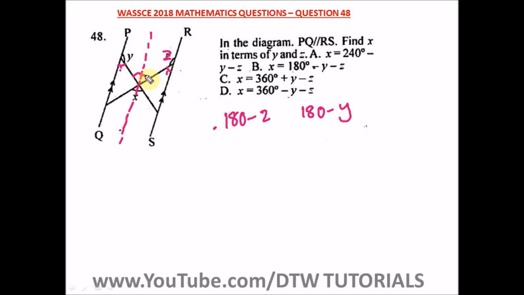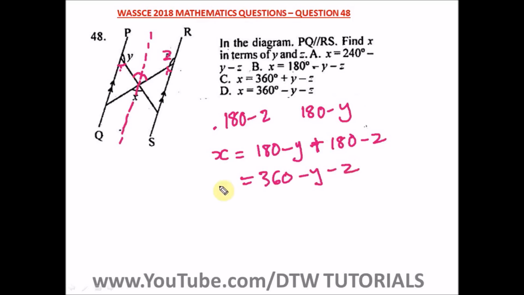And this angle is equal to this angle, and this angle is equal to this angle because they are alternate angles. So we have to add this up to get our x. So x is equal to what? 180, let's put y first: 180 minus y plus 180 minus z. Okay? So these two angles will add up to get x. So from here, what can we add up? 180 plus 180 will give us 360. So we're left with minus y minus z. So to get x in terms of y and z, x is equal to 360 minus y minus z. So this is our answer, and our right option here is option D.